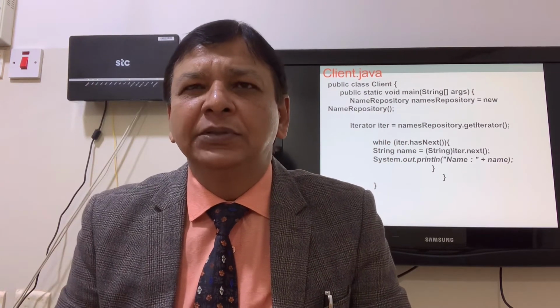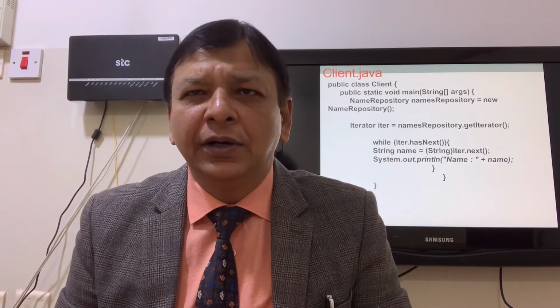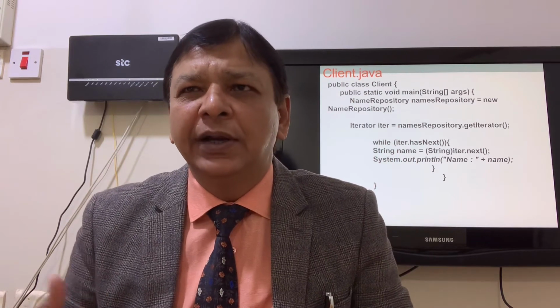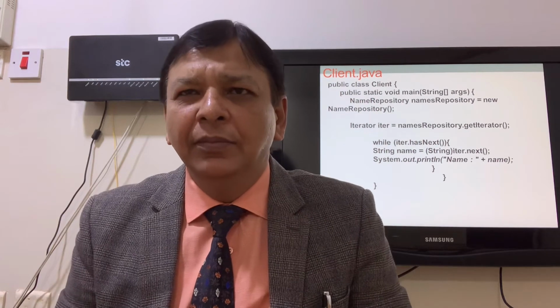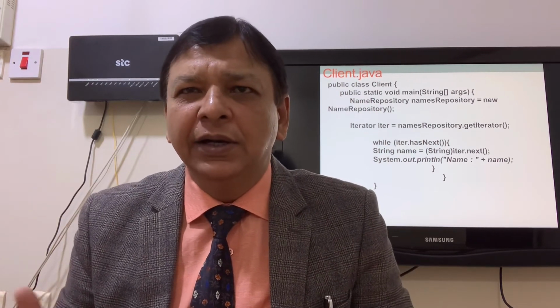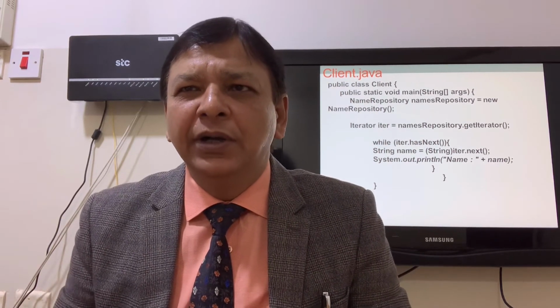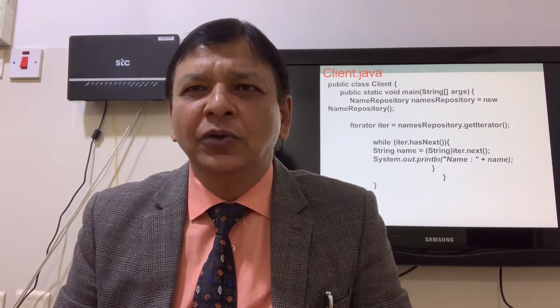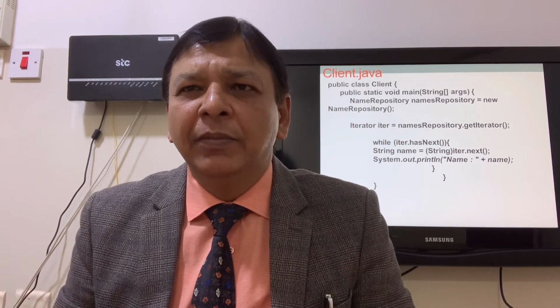Client.java: public class Client, public static void main(String[] args), NameRepository namesRepository is equal to new NameRepository, Iterator iterator is equal to namesRepository.getIterator, while loop iterator.hasNext, String name is equal to (String) iterator.next, System.out.println name, we close the loop, we close the method, we close the class. Output: Name Robert, Name John, Name Julie, Name Laura.